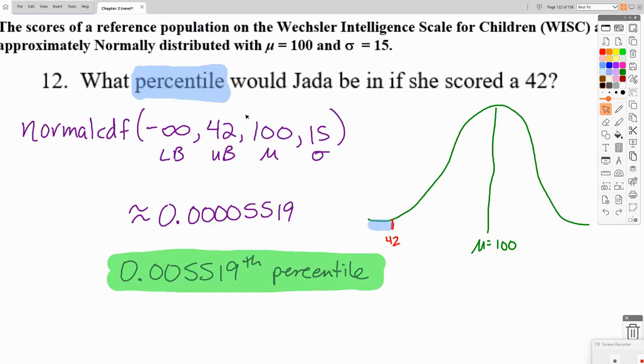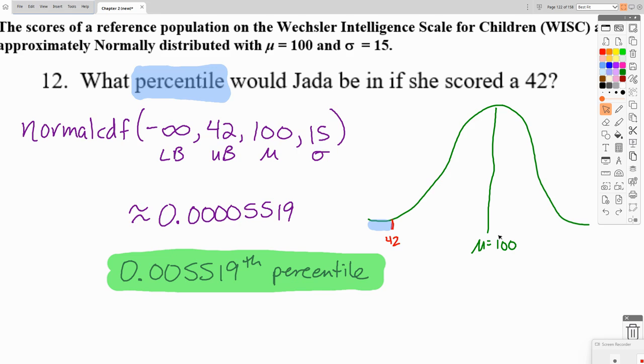All right, 12. What percentile would Jada be in if she scored a 42? We got a new type of problem here. We got a new type of test. It's approximately normal with a mean of 100 and a standard deviation of 15. So I know I can draw a normal curve. I was told it was approximately normal. That unlocks by default normal CDF and inverse norm as being possibilities.